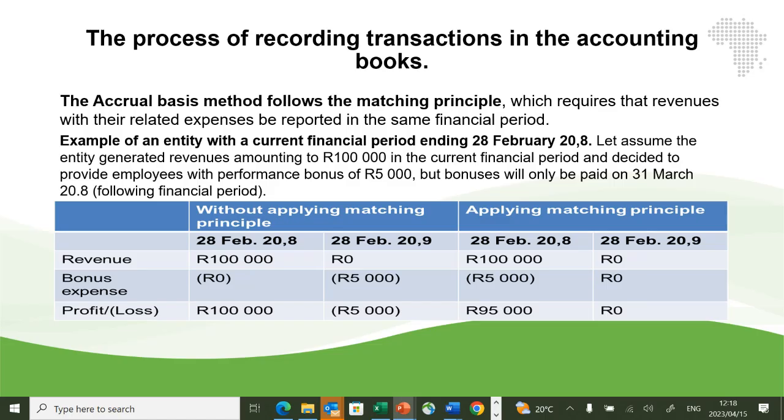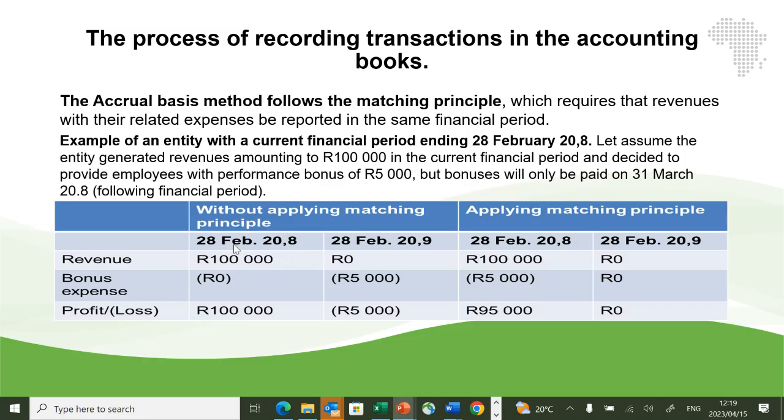You will notice that we said the current financial period ends on 28 February 20.8. So the next financial period starts on 1 March 20.8. But they are telling you here that the bonuses will only be paid on 31st March 20.8, which means the bonuses will be paid in the next financial period. Below, in this table, I'm showing you what will happen if we don't apply the matching principle that is followed by the accrual basis, and what happens if we apply it. So let's start without applying the matching principle.